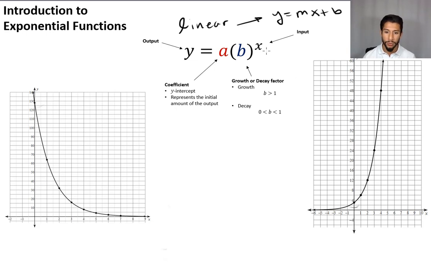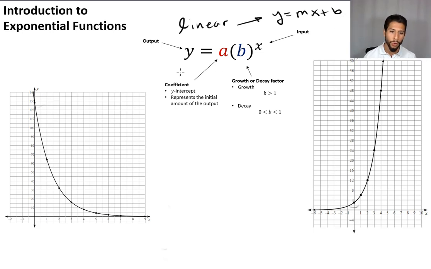So the main difference between them, at least in terms of the equation, is that in an exponential, the variable is an exponent, right? Exponential. And in linear, it's not. The other thing you want to notice between them is that in exponential, you're multiplying. It's a times b to the x. Whereas in linear, the main operation is addition, mx plus b.